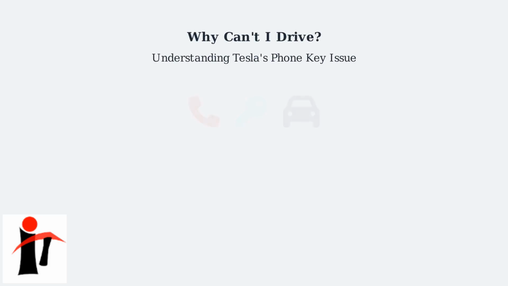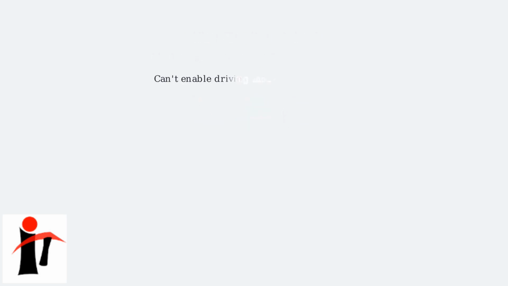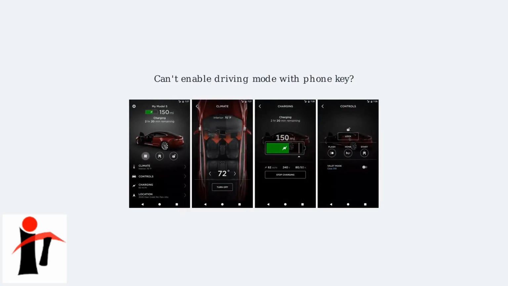Having trouble enabling driving mode in your Tesla with the phone key? This often stems from profile verification issues, security checks, or software mismatches within the Tesla app and vehicle. The app refuses to enable driving mode, leaving you unable to start your vehicle.